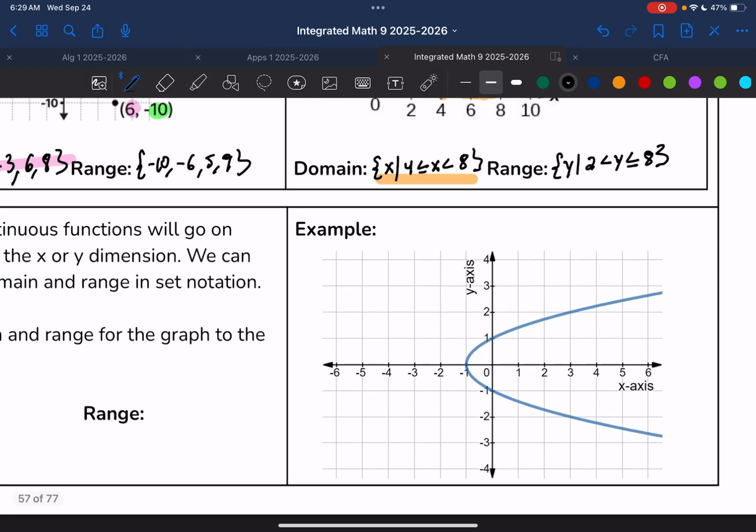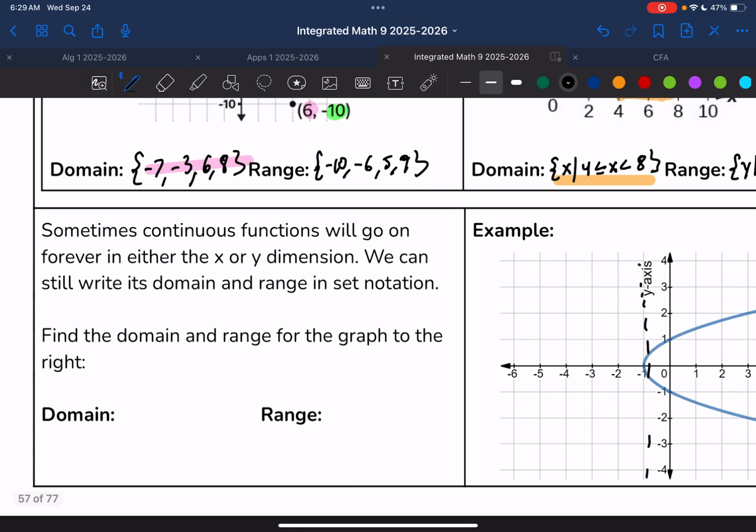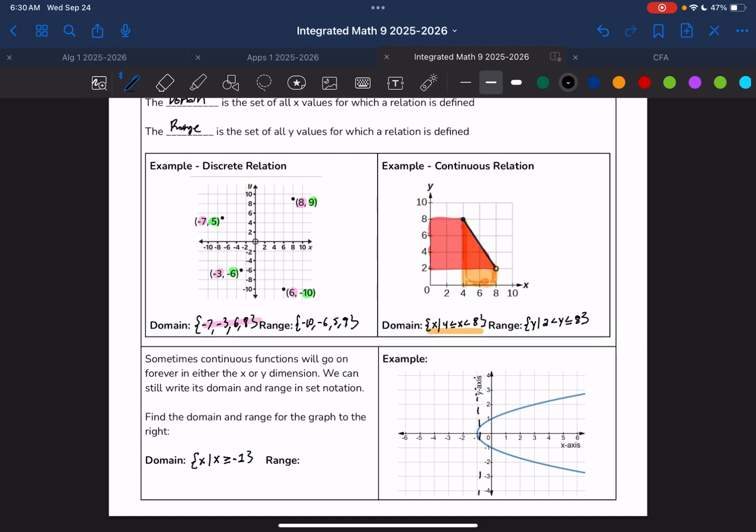We can see that the domain starts at -1 and goes on forever. So for the domain, we can write the set that contains x such that x is greater than or equal to -1. I misspoke, we're not going to use infinity yet. We'll do that on the next page. Here we can just say where x is greater than or equal to -1. You can do a one-sided inequality because everything to the right of -1 works.